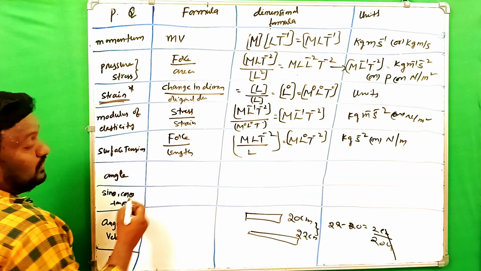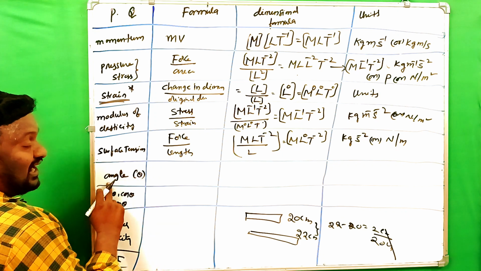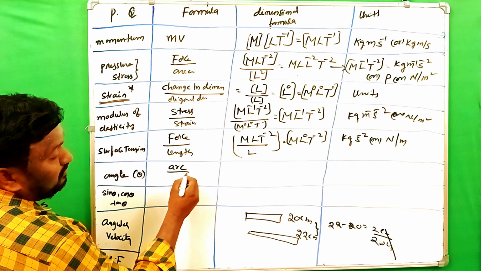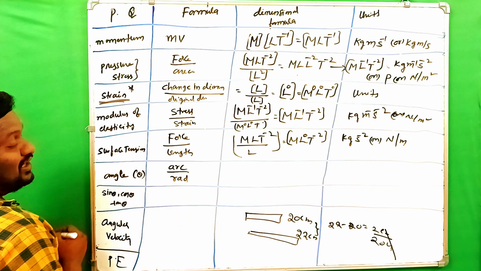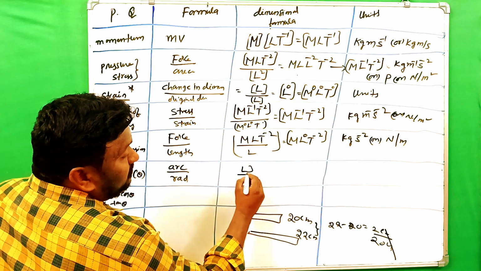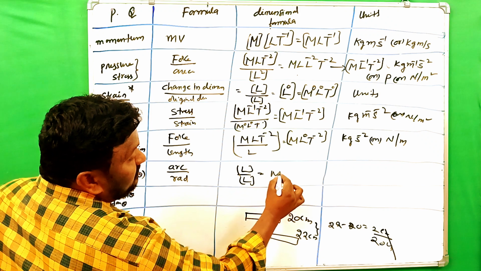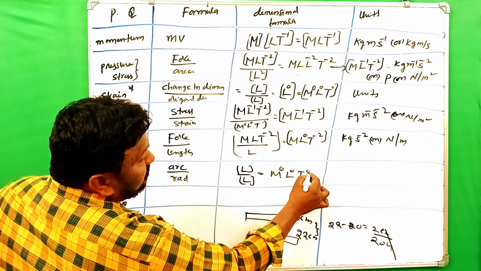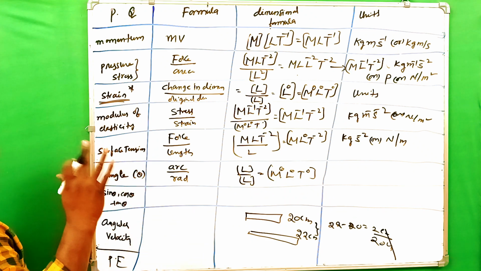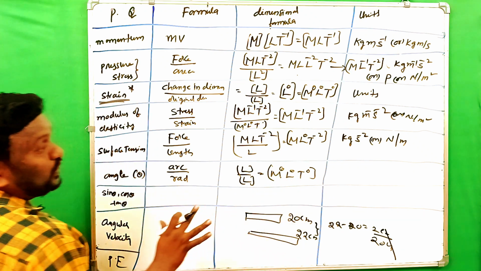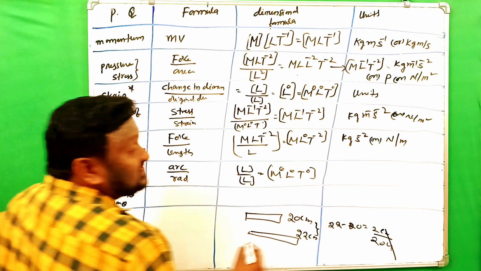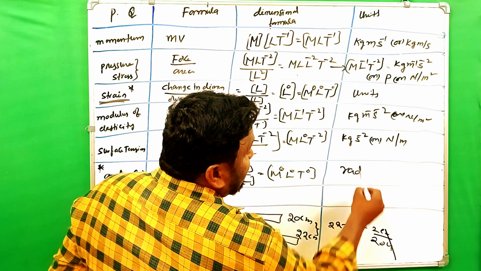And now angle theta. Angle and angular displacement are both similar here. What do you write? Arc by radius. Arc by radius is the formula for angle. Then arc and radius both have length. That is also M to power of 0, L to power of 0, T to power of 0. So for angle there are no dimensions. So there is no dimension formula for angle. So this you also have to remember. But units are there. These are radians.